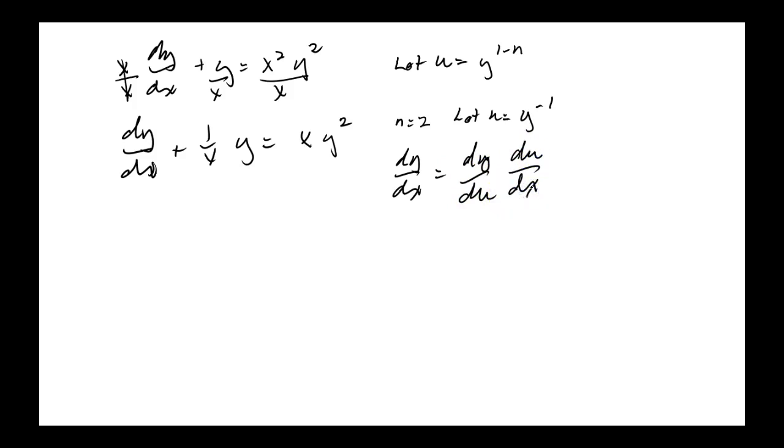Now this is a part I sort of glossed over before. I needed to put this step in. So we need to know what dy du is. Well, I want to change this to be y is equal to u to the minus 1. Just reverse them: multiply both sides by y and divide both sides by u, right?